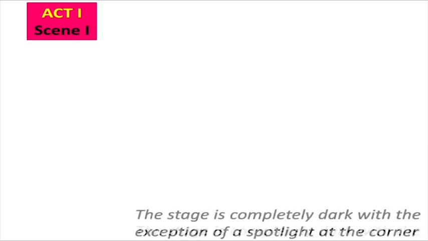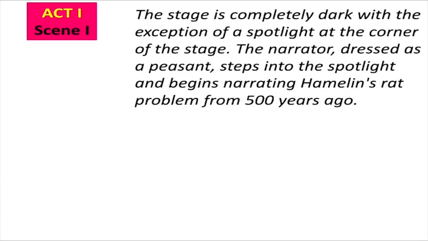Let us come to the first act, that is Act 1, Scene 1. The stage is completely dark with the exception of a spotlight at the corner of the stage. The narrator, dressed as a peasant, meaning a farmer, a very common person, steps into the spotlight and begins narrating Hamelin's rat problem from 500 years ago.